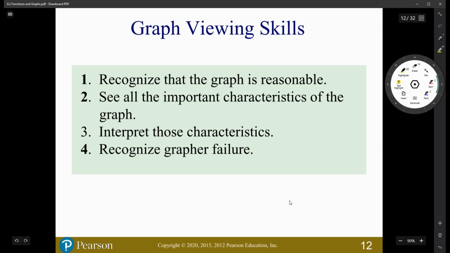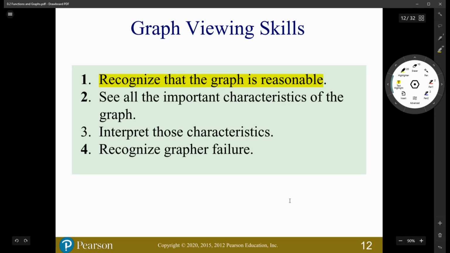So those graph viewing skills that are important are these four. We need to first recognize that the graph is reasonable. So is the graph that we have, either on our calculator, on Desmos, that we've drawn, or we see in a book, reasonable for what the function's equation is?